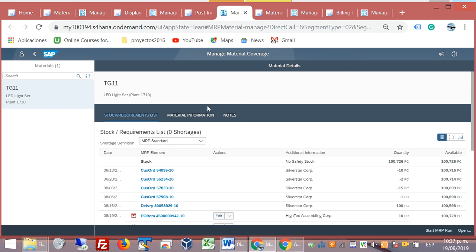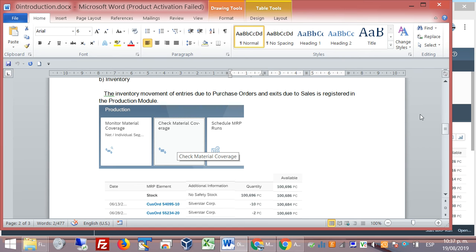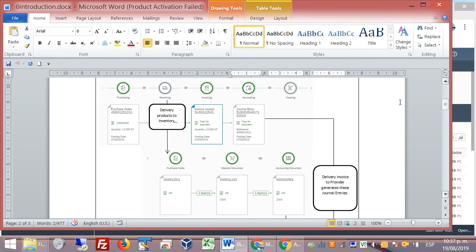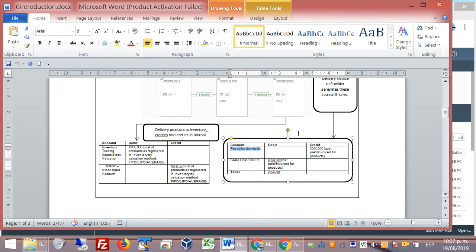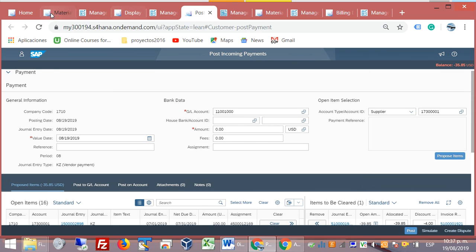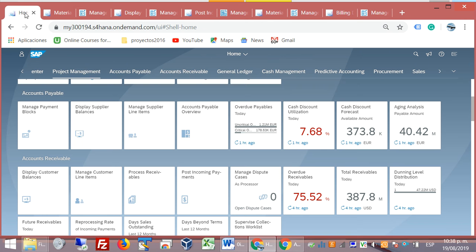And also we are going to cover here, once we create a purchase order, it generated a payables domestic. So we are going to see how to clear these payments and do the payments to the provider, and how it is done in this module of post incoming payments of SAP.